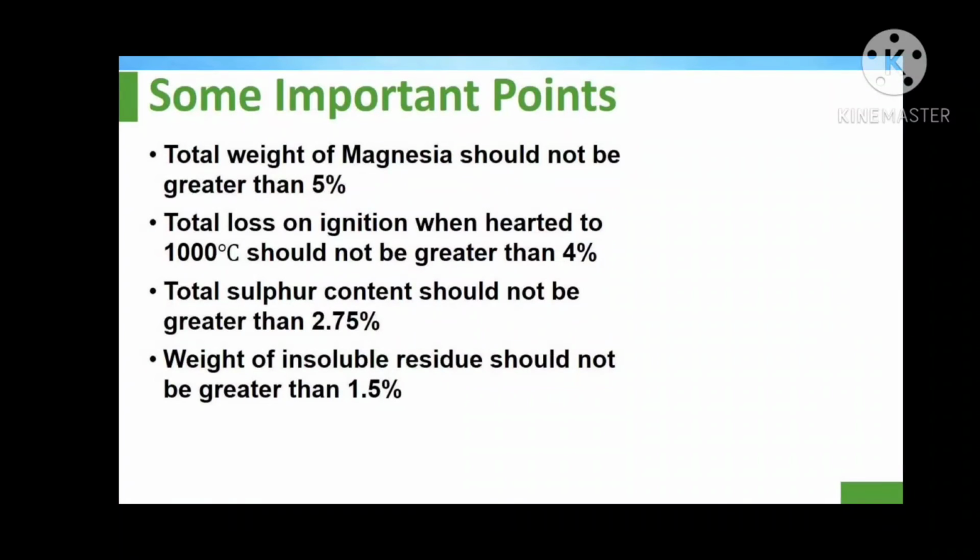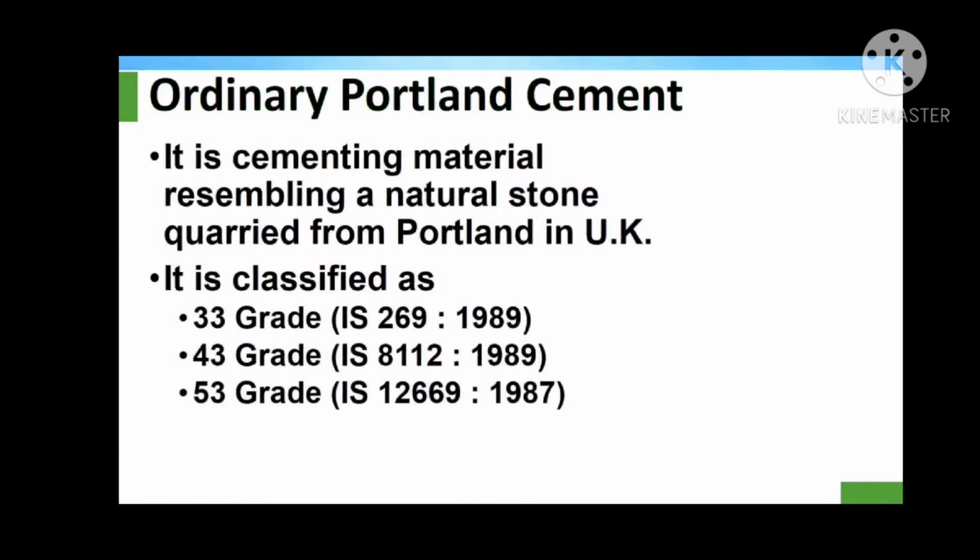Some important points. Total weight of magnesia should not be greater than 5%. Total loss on ignition when heated to 1000 degrees Celsius should not be greater than 4%. Total sulfur content should not be greater than 2.75%. Weight of insoluble residue should not be greater than 1.5%.